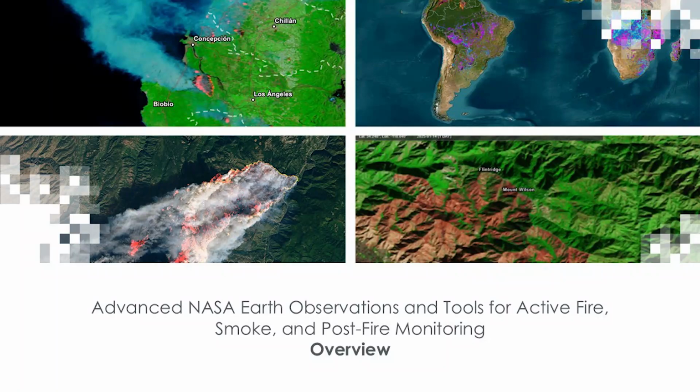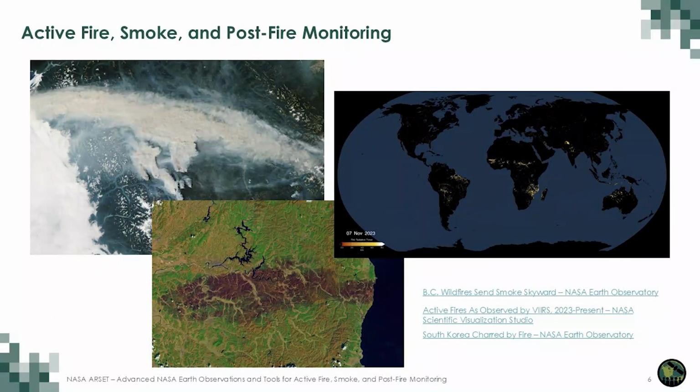We'll begin today's session by giving an overview of the training series, Advanced NASA Earth Observations and Tools for Active Fire, Smoke, and Post-Fire Monitoring. Consistent and routine monitoring of active fires, smoke transport, and post-fire burn severity is essential for understanding both the immediate as well as the long-term impacts of fire on ecosystems, air quality, and human infrastructure.